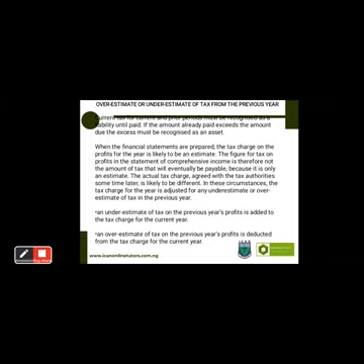So if the amount already paid exceeds the amount due, then the excess must be recognized as an asset. That's what I said. If we're supposed to pay 46,000 and we paid 50,000 as tax, that simply means that we have a tax asset of 4,000 naira, which will be used for the next period.